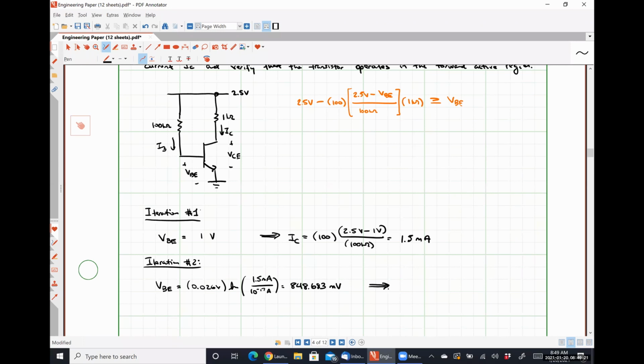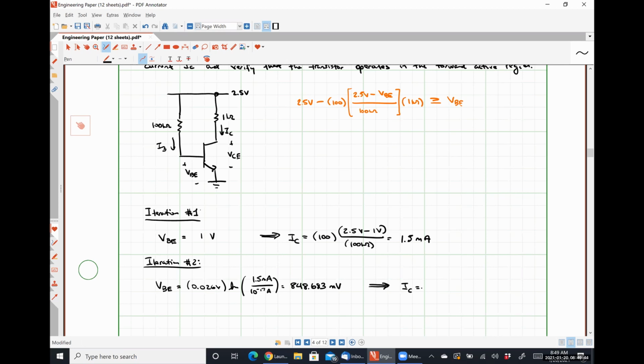So we had a pretty considerable change in VBE, roughly 150 millivolts. So we're probably not there yet. We want to see that change get smaller. We're looking for it to settle on some value. So we can use this new VBE to calculate IC.